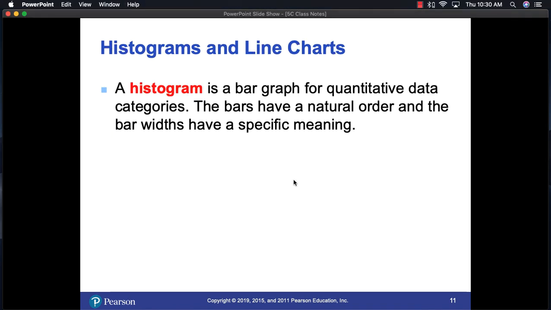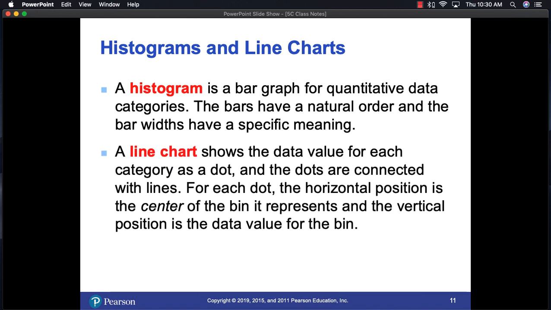We also have something called histograms in statistics and line charts, and I'll give you a couple examples in a moment. So a histogram is a bar graph. We've already seen a bar graph, but this bar graph has a natural order with bar widths and specific meaning. Whereas a line chart is very similar. It's actually describing a histogram, just with a little bit of a different twist to it. I'll show you in a moment.